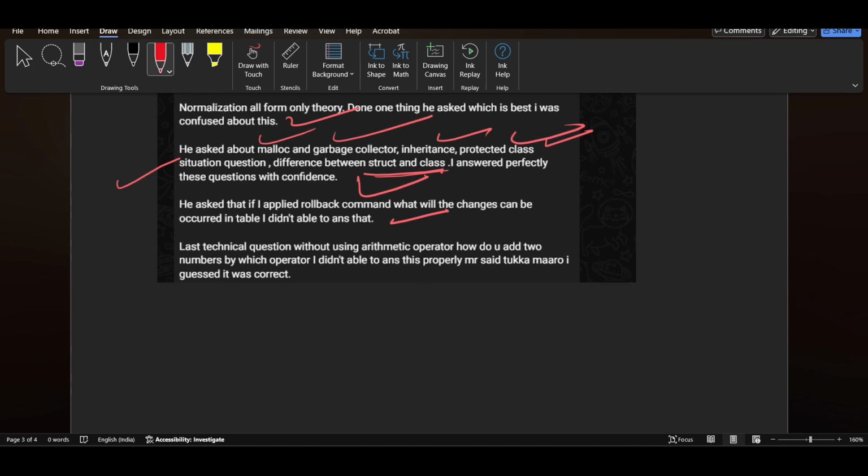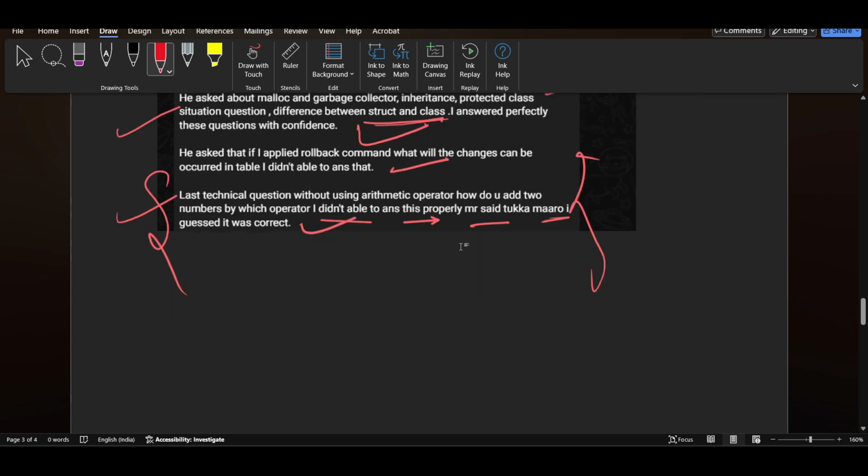Then the last technical question: without using an arithmetic operator, how do you add two numbers, by which operator? I was not able to answer this properly. MR said take a guess. I guessed and it was correct. So they asked this: without using the arithmetic operator, how can you add two numbers?